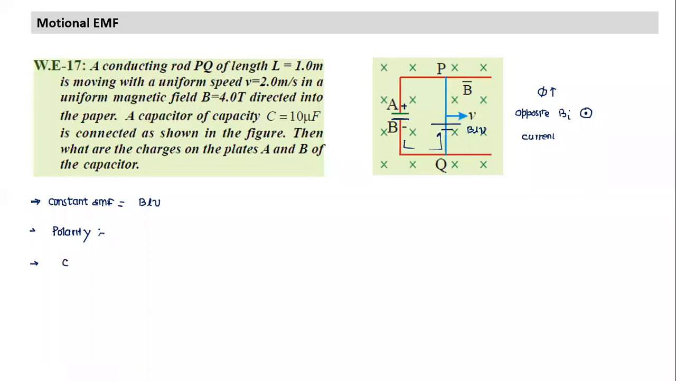And what is the charge on the capacitor? Charge on the capacitor Q is equal to C into V. So what is the answer? C. In place of V, we substitute BLV and we put those values, we get our answer. Very simple calculation.